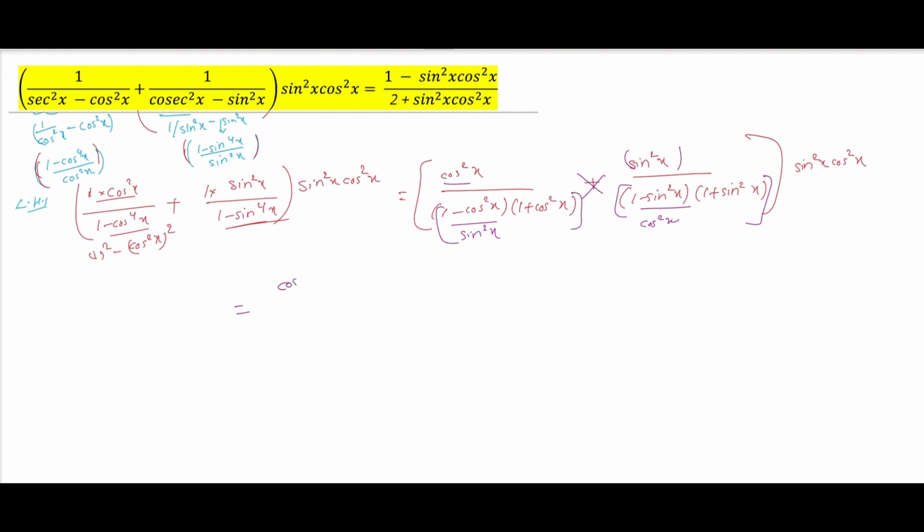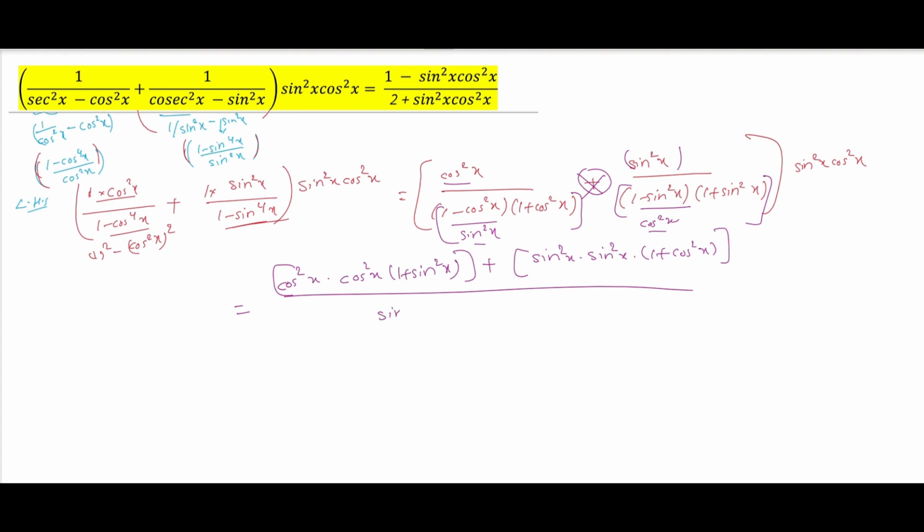So, cos square x into, again here we have cos square x into 1 plus sin square. This is the first term we have, then plus sin square x into sin square x 1 plus cos square x whole divided by here this sin square x into 1 plus cos square x into cos square x 1 plus sin square x. For this entire term, outside this, we have this sin square x cos square x. So, we'll write that sin square x cos square x.